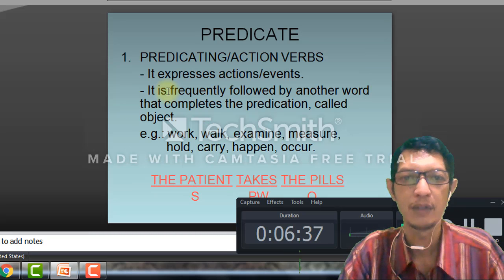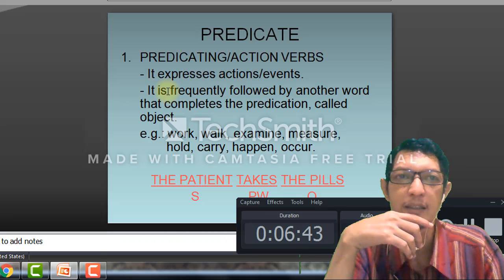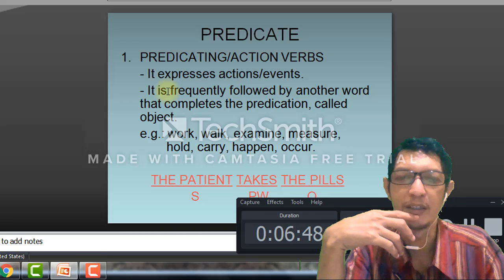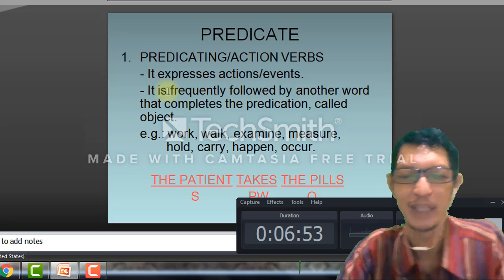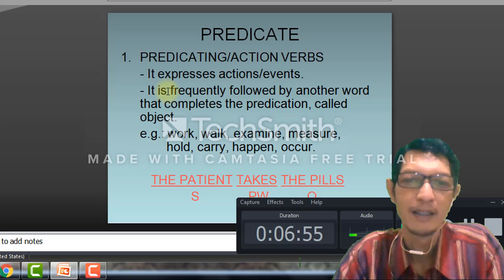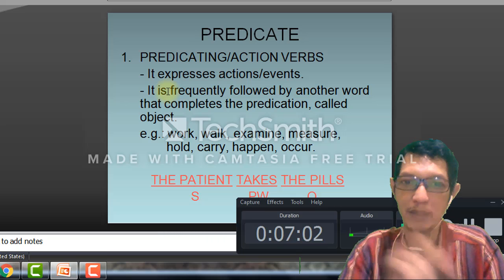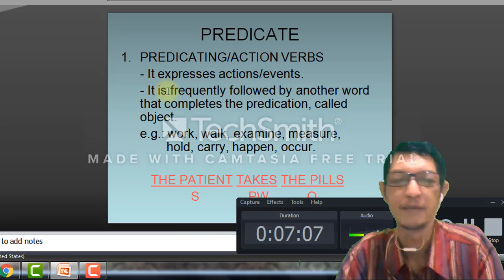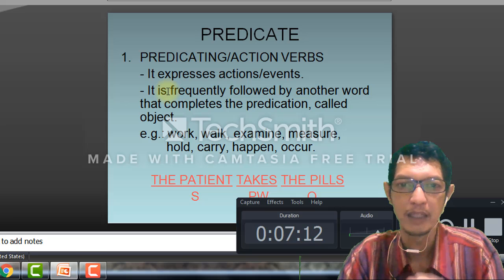Okay, now we go to the predicate. Now it is a little bit more difficult than finding a subject, but it's not that difficult. We can make it simple. We have two types of predicate, and of course the predicate should be a verb, right? Remember, subject and verb. Predicate is a verb. Verb is predicate. So we have two types of verbs in making a sentence.